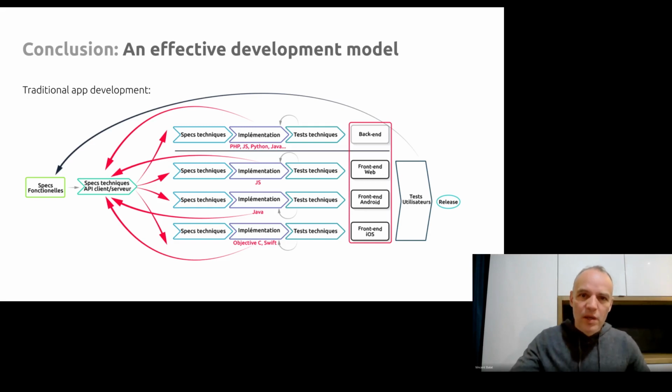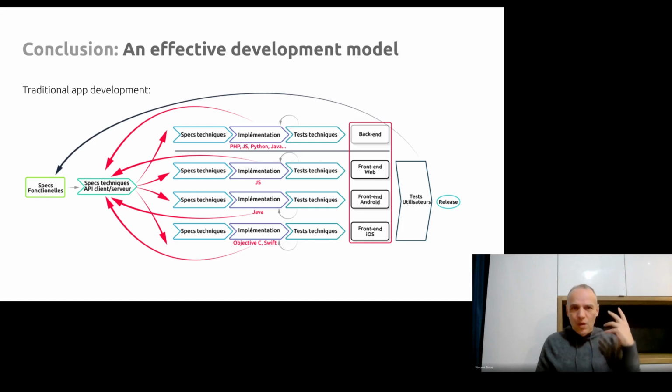The usual way of programming this kind of application is something like this. You need 4 teams. One for implementing the backend, one for the web frontend, one for the iOS application, and one for the Android app. And you need to make them communicate with each other.